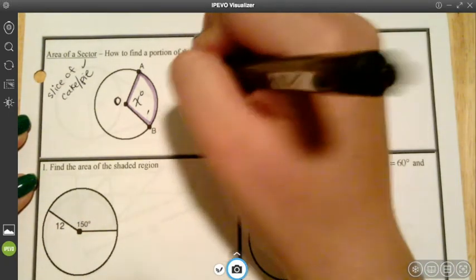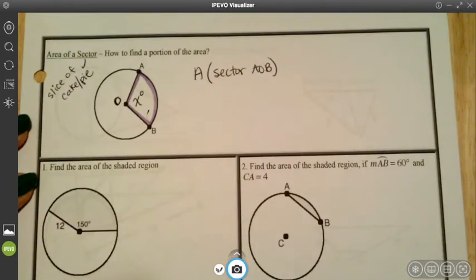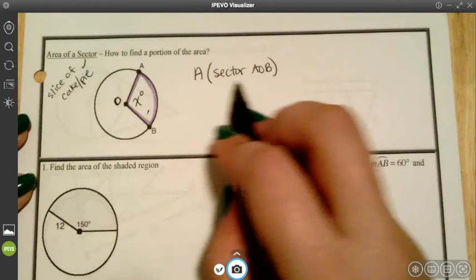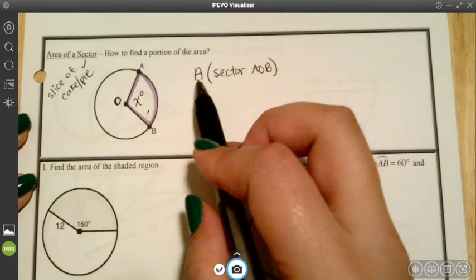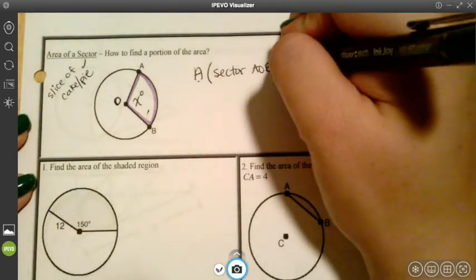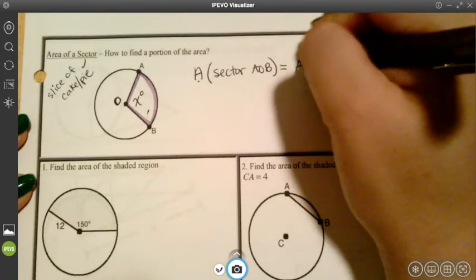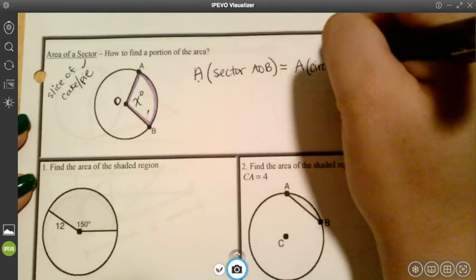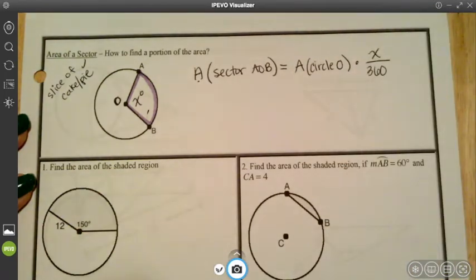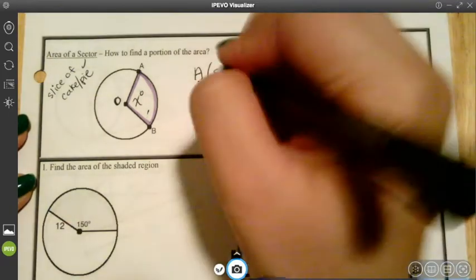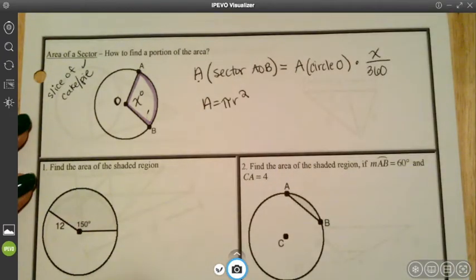So the area of a sector AOB, there's no special symbol for sector, so we just write the word sector AOB. If you have a diagram with only one sector, you can just say area of the sector. So the area of sector AOB is going to be the area of the circle O times x over 360, just like before, except with area. And remember, area equals pi r squared for a circle.